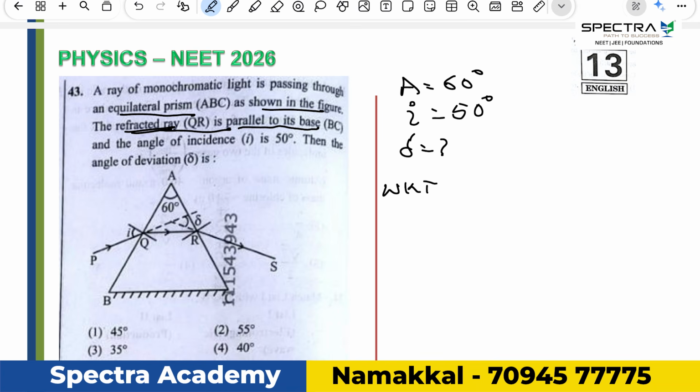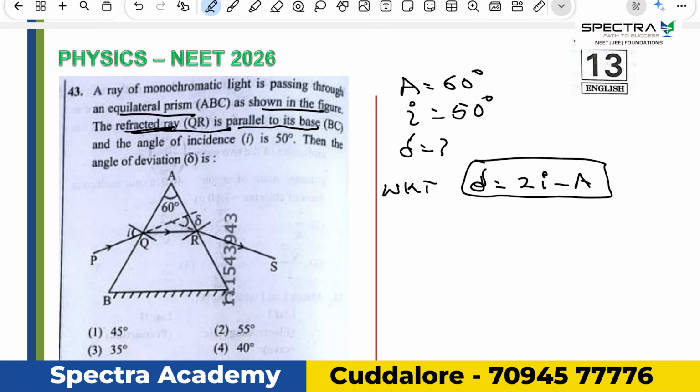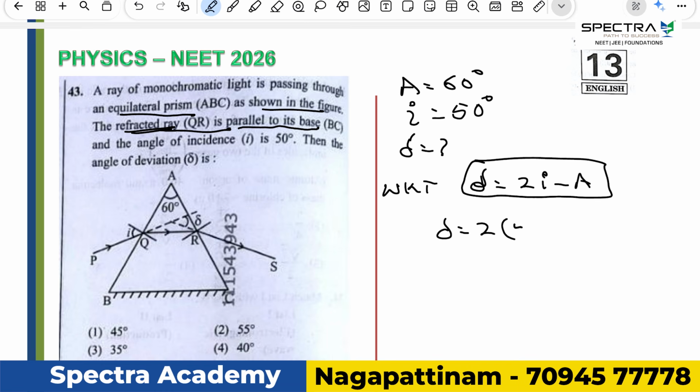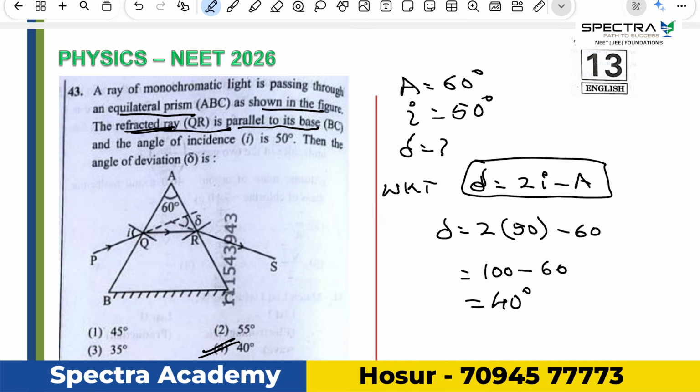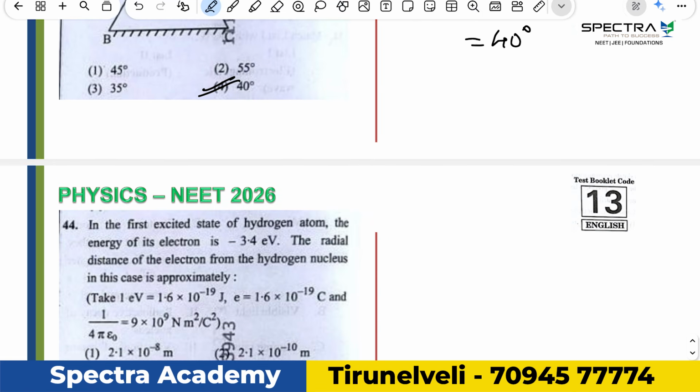We know that delta is equal to 2i minus A. Delta is equal to 2 into i, where i is 50, minus capital A, 60. You'll get it as 100 minus 60, which is equal to 40 degree. Hence, we can select option 4 as the right answer. Clear? So move on to the next one.